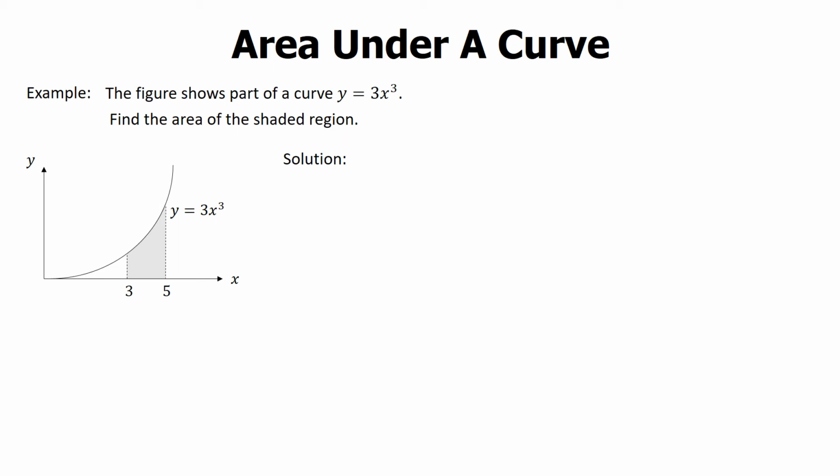So here's the solution. To get the area, we need to integrate from 3 to 5 of 3x cubed dx. So if we integrate it, we get 3x to the power 4 over 4, from 3 to 5. We can factorize the constant, which equals 3 over 4 times x to the power 4 from 5 to 3. And we substitute x with 5 and 3. We get 5 to the power 4 minus 3 to the power 4, times 3 over 4. And the answer is 408 units squared.